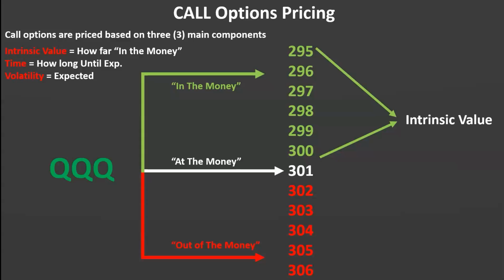No, because I can buy it right now at $301.10. So if I bought the right to purchase it at $305, that right is going to be very, very cheap. There is no intrinsic value whatsoever. So if the stock is trading at $301.10 and I purchase the right to buy it at $295, that option is going to be way more expensive because I have $6.10 of intrinsic value.